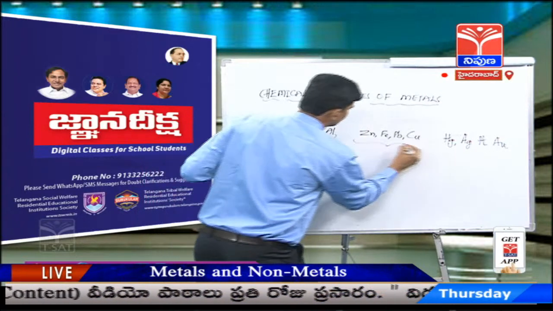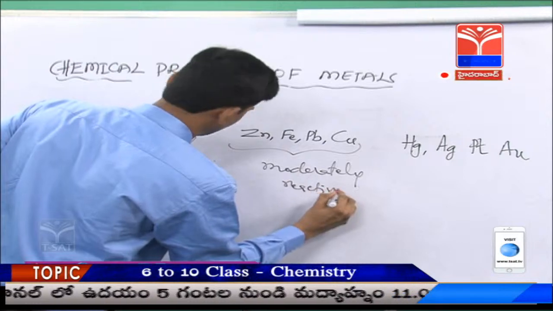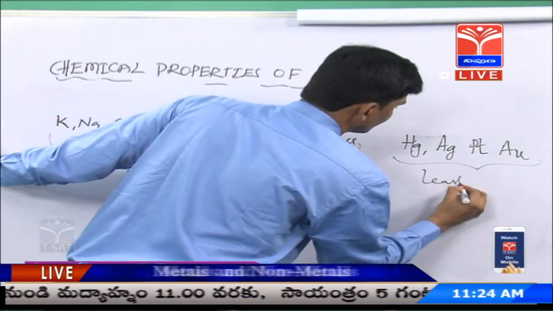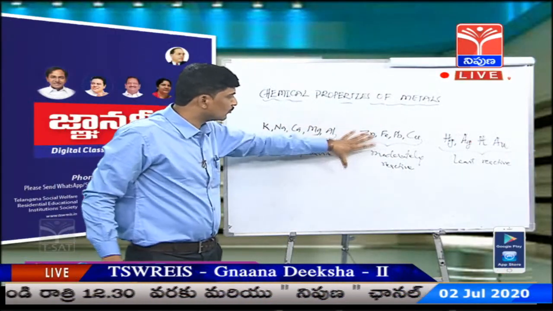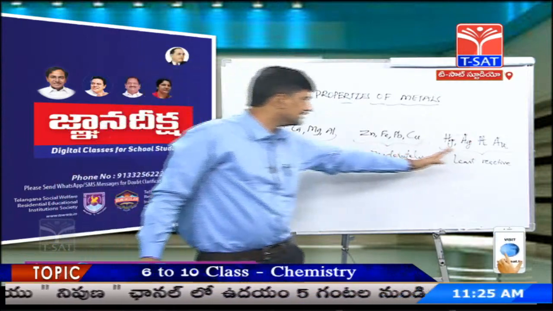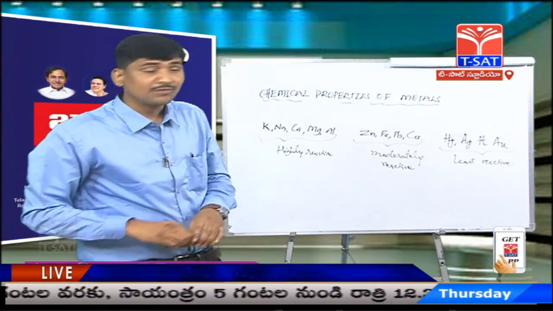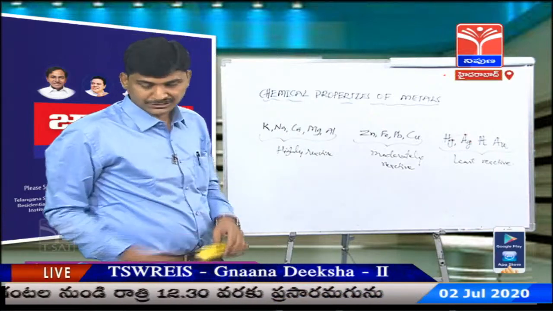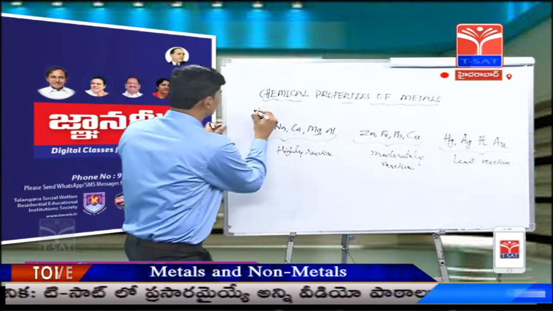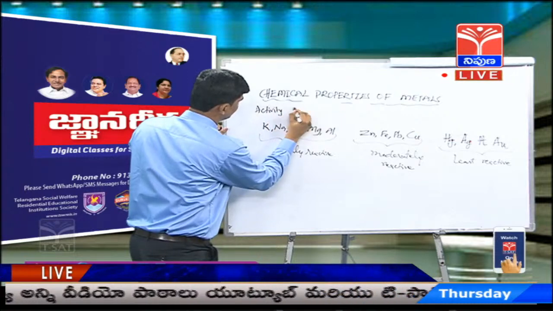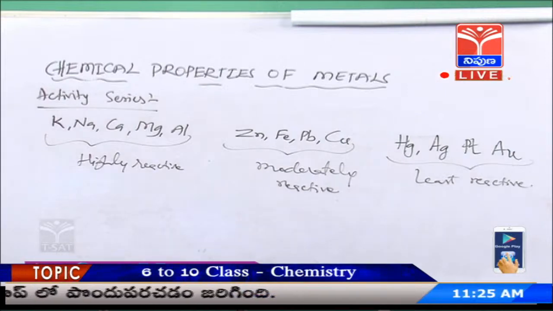Highly reactive metals. These are moderately reactive. These are least reactive. So, these highly reactive and moderately reactive metals are called inferior metals, and these metals are called superior metals because they do not react with others, right. So, in this way, from the chemical properties of metals, we can conclude this activity series. This is called the activity series.